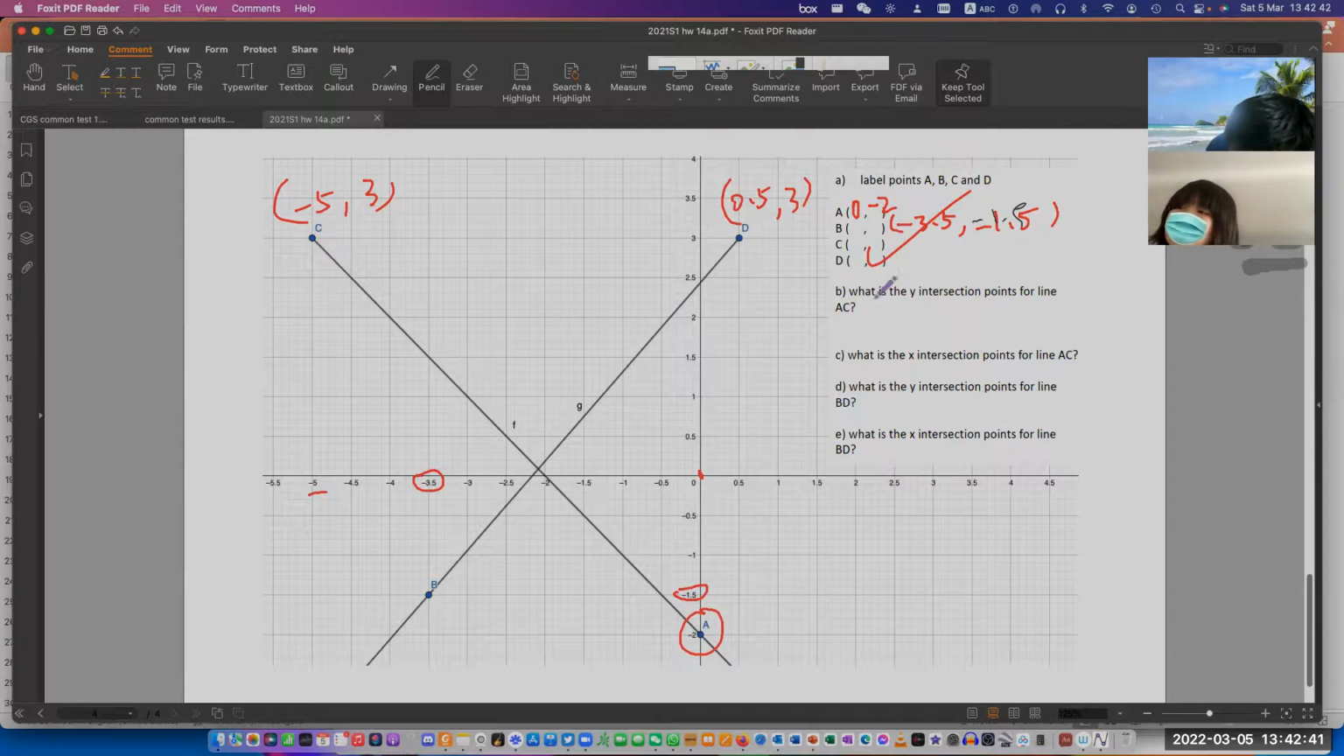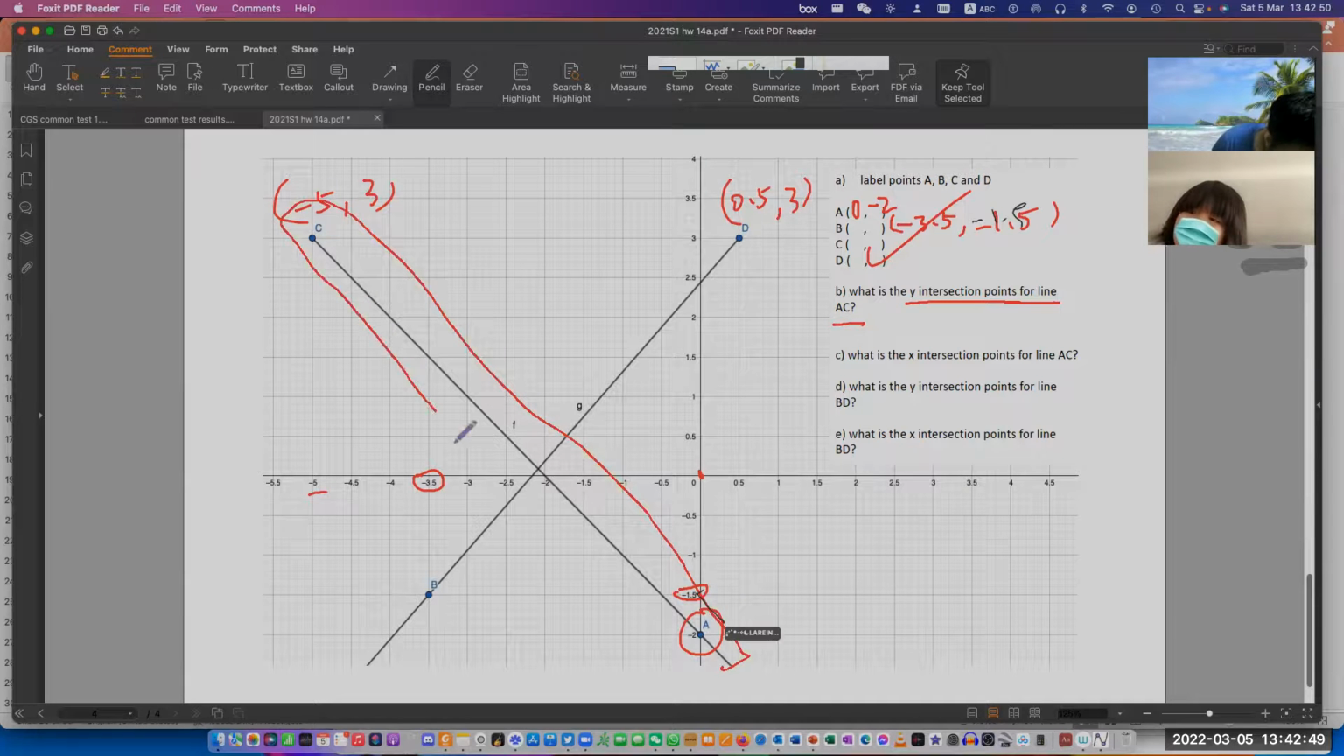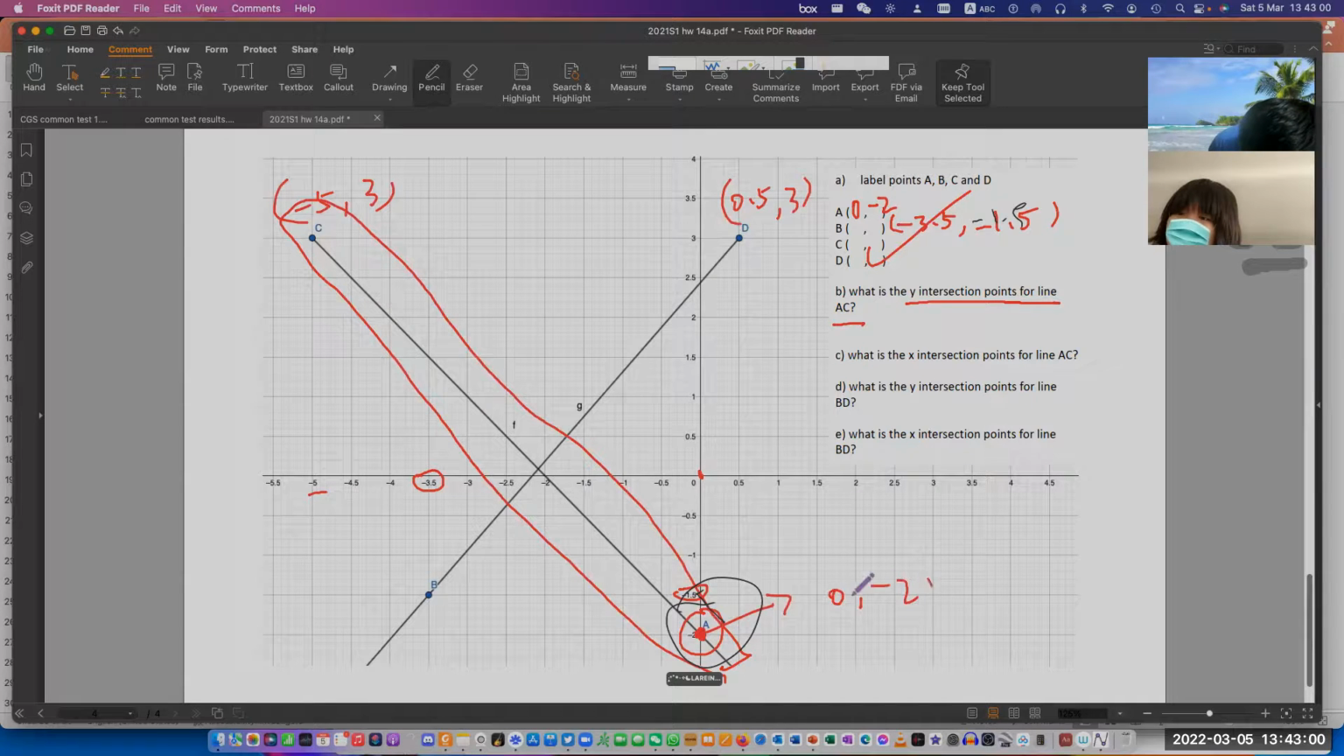Now comes the interesting one. What is the y-intersection point for line AC? Where is AC? AC is this. So where is the y-intersection point? This point. Y-intersection point means it cuts the y-axis. So this point is your 0 and -2. Pretty easy. Now, what is the x-intersection point for AC? Here. So this point is your x comes first, -2 and 0. So this part is also done.